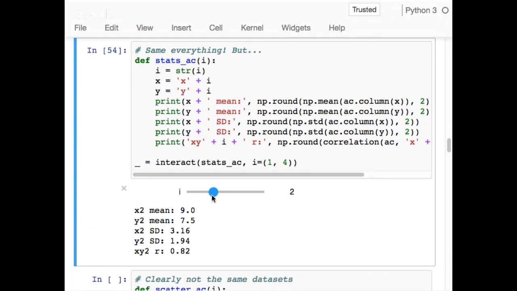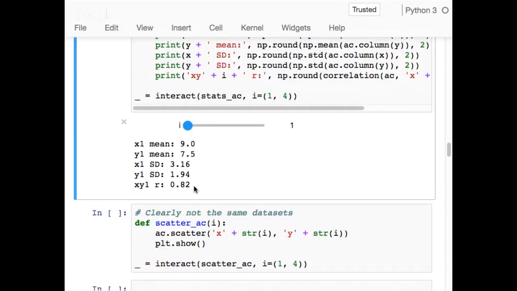I'm going to scroll this up and down. So here, the mean is the same, mean is the same, mean is the same, mean is the same. Standard deviation is also the same, correlation also the same. So from all of these statistics, these data sets look basically the exact same. But they are not the same.